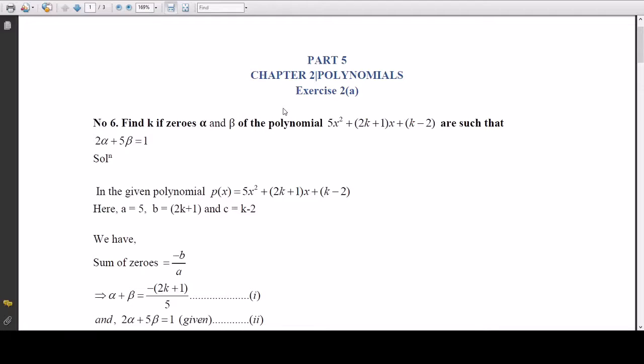Okay, students, now we'll be discussing part 5 of this chapter 2, problem number 6. Find k if the zeros alpha and beta of the polynomial 5x squared plus (2k plus 1)x plus k minus 2 are such that twice alpha plus 5 beta equals 1.